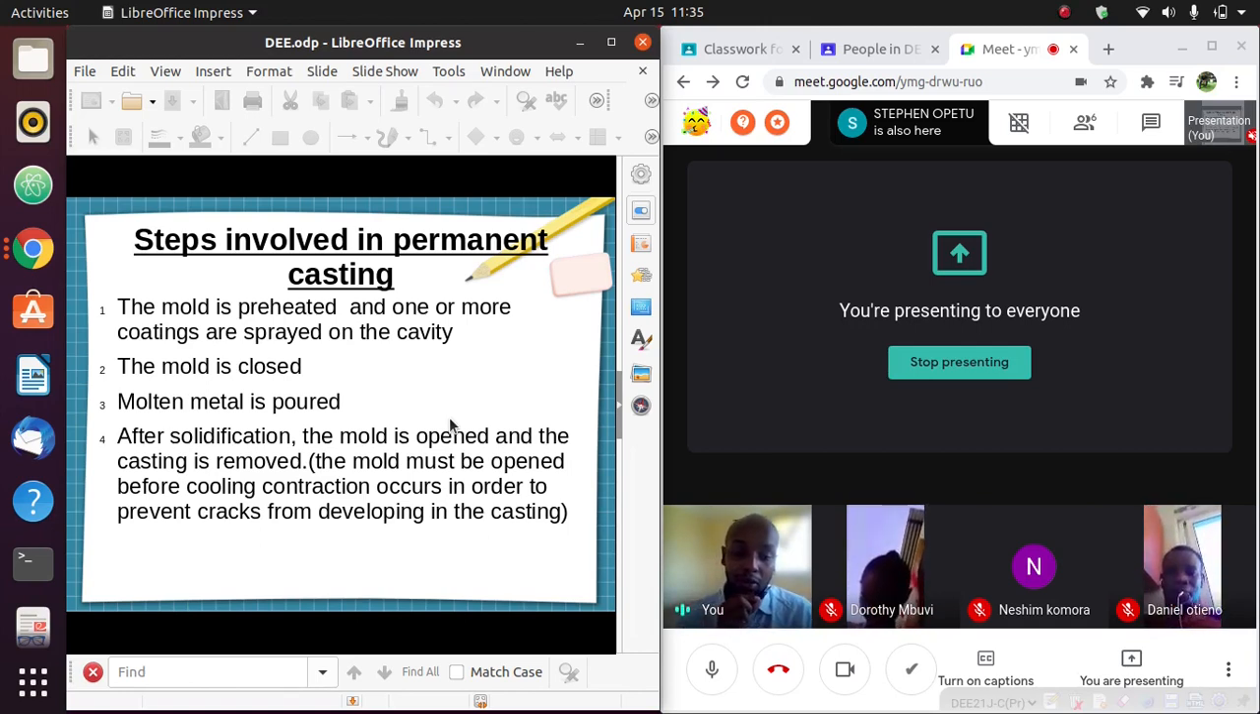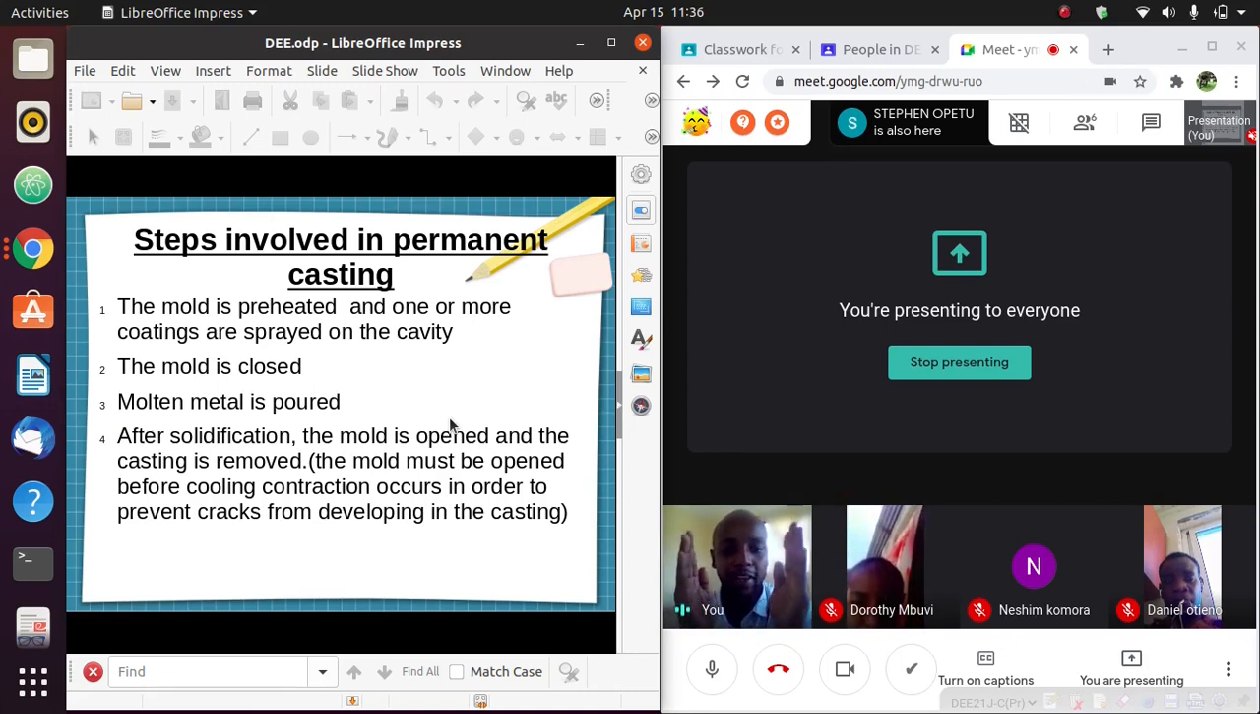Now the steps that we have to take in permanent mold casting is the mold, kwa sababu ni permanent, you have to preheat it. You have to ensure that it can accommodate the flow of the molten metal katikati ndani yake. So you preheat it and you apply a coating kama lubricant. So if within ama inside that permanent casting, itakuwa moto na kisha una apply lubricant, so that once you pour the molten metal into that casting, it will flow easily into the cavity.